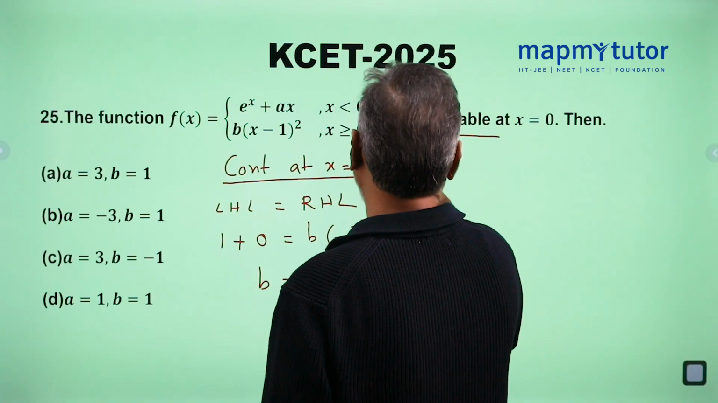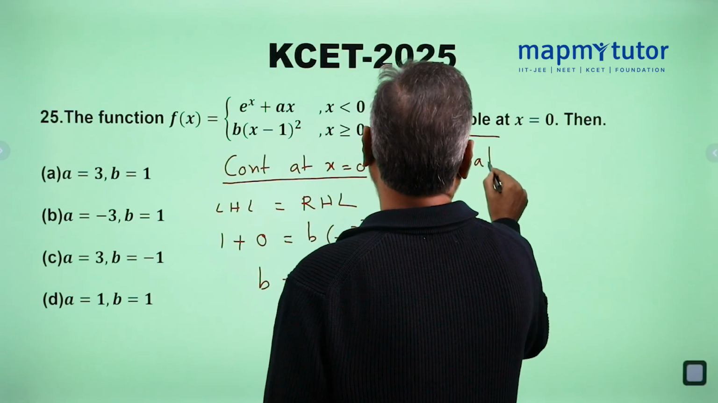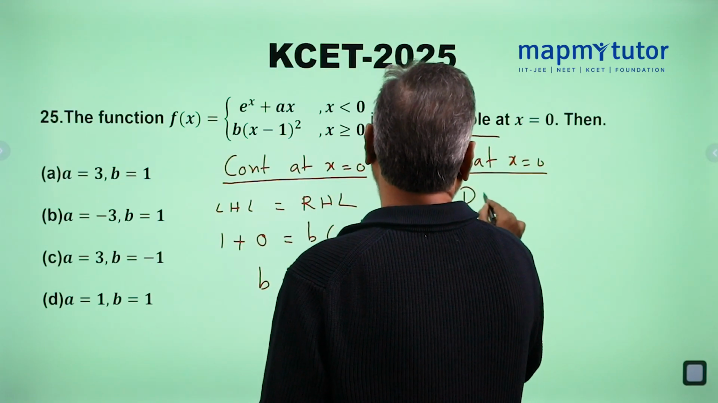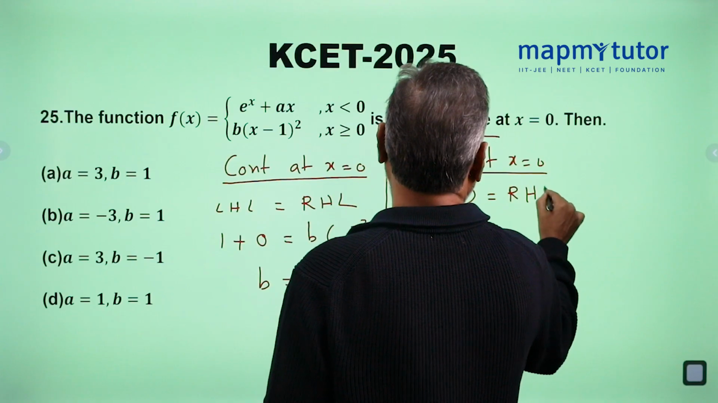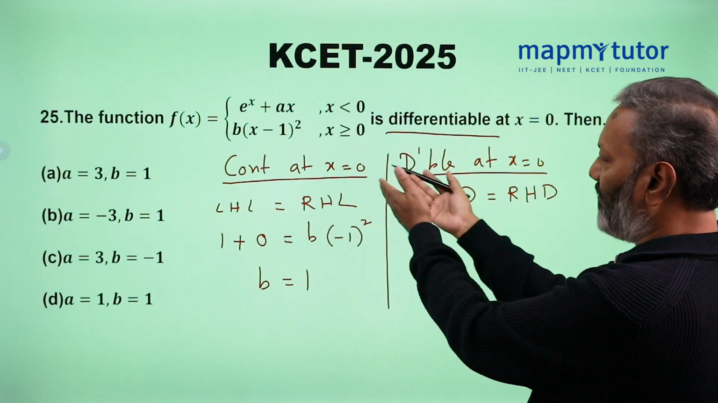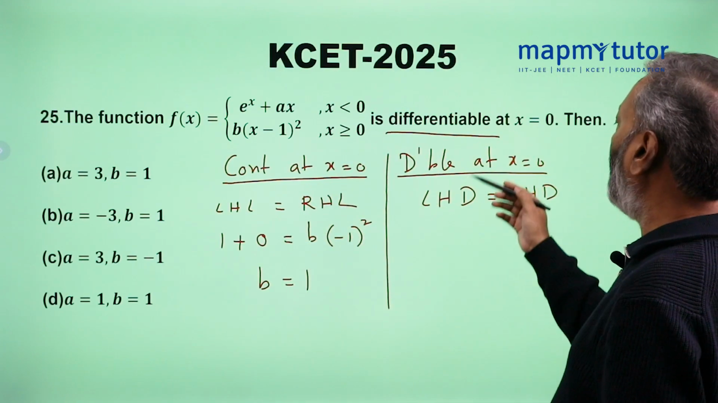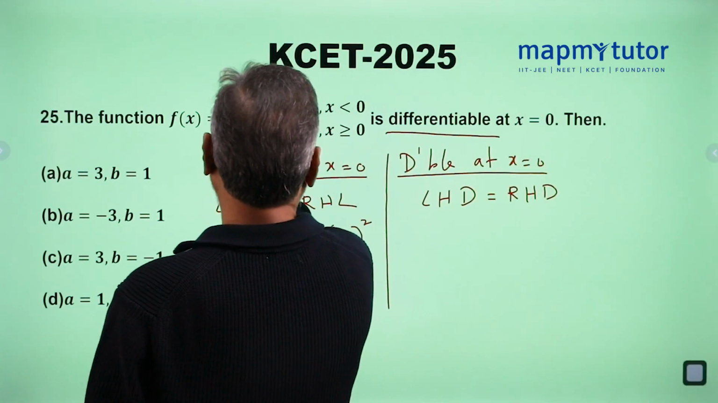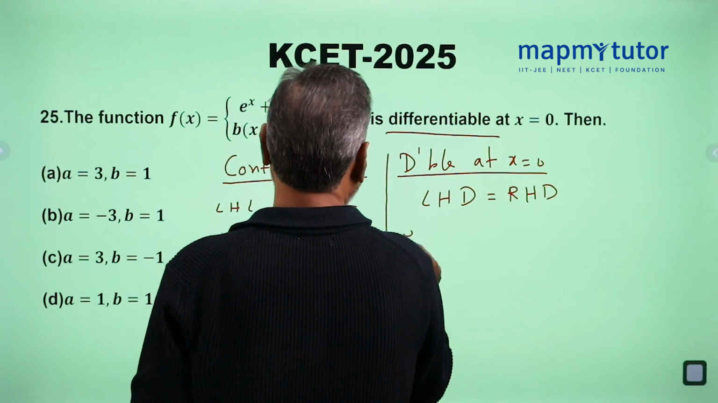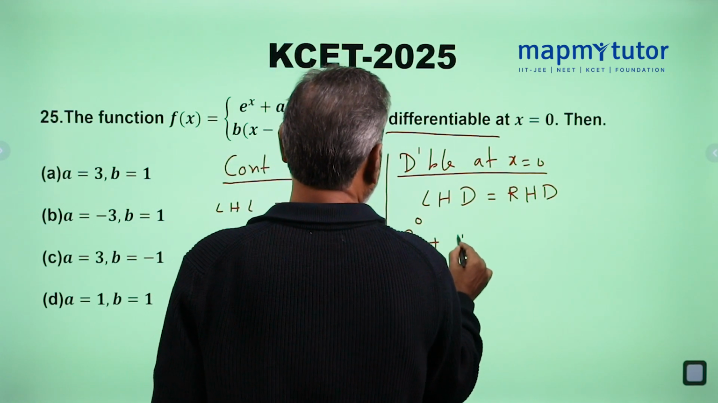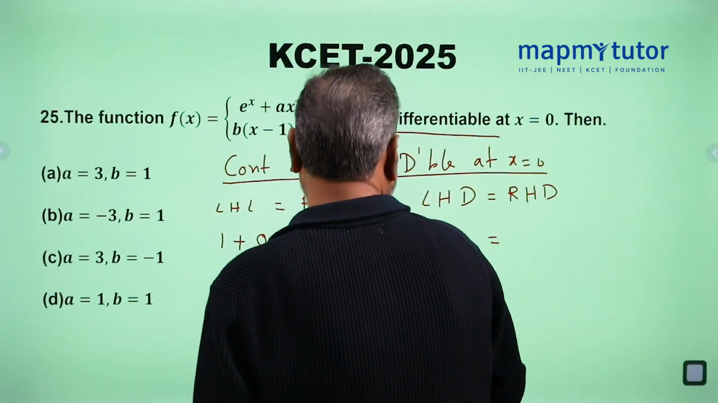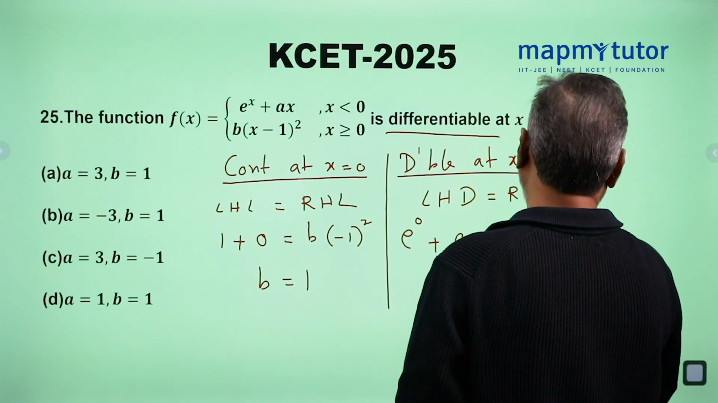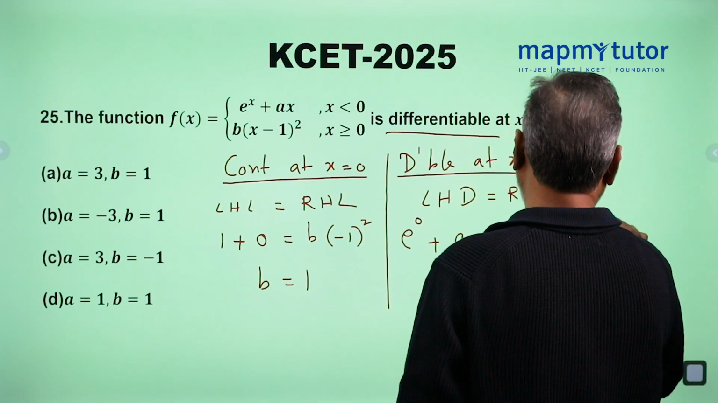Okay, let me use the other condition. Differentiable at x equal to 0. Whenever it is differentiable at x equal to 0, left hand derivative must be equal to right hand derivative. Just like left hand limit equal to right hand limit is the condition for continuity, left hand derivative equal to right hand derivative is for differentiability. Again, first definition, differentiate it. E power x derivative is e power x, therefore it is e power 0, plus a into x derivative is 1, that is why it is a. And for the right hand derivative use the next, b times 2 into (x minus 1). Of course, x is to be taken as 0.